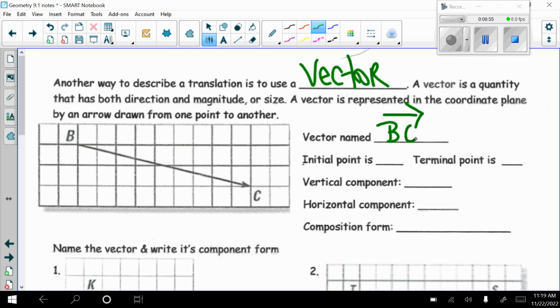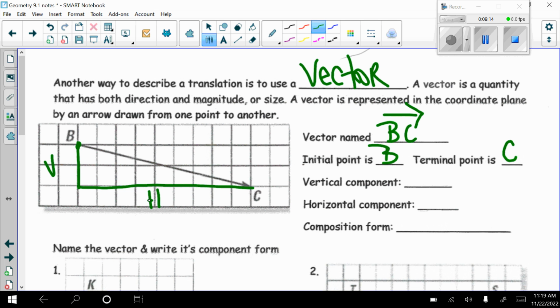The initial point is the starting point, the one that does not have the arrow. So in here, my initial point is B. The terminal point is the one that has the arrow. So that here is C. A vector will have both a horizontal and a vertical component. So this is my vertical component. This is my horizontal component.